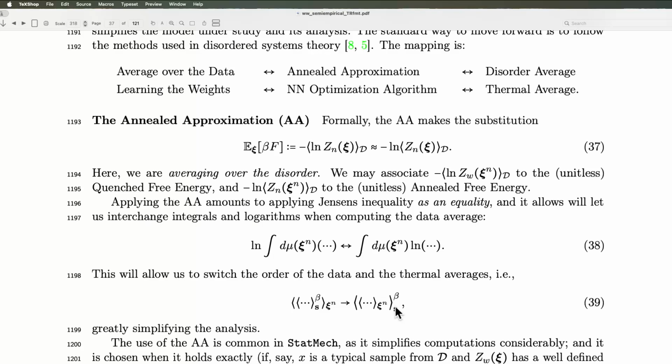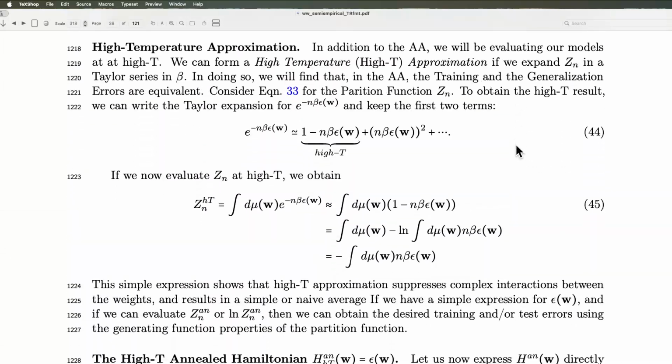So typically in physics, they say you're averaging over the disorder because the training data is kind of like the disorder of the system. That's what it means. When we say we average over the data, in statistical mechanics you say we average over the disorder. And when we say we learn the weights, or run an approximation algorithm, in statistical mechanics you say, well, we're not going to learn the weights. We're going to take a thermal average, and that average tells us about the weights. And in our case, that thermal average is going to be a saddle point approximation.